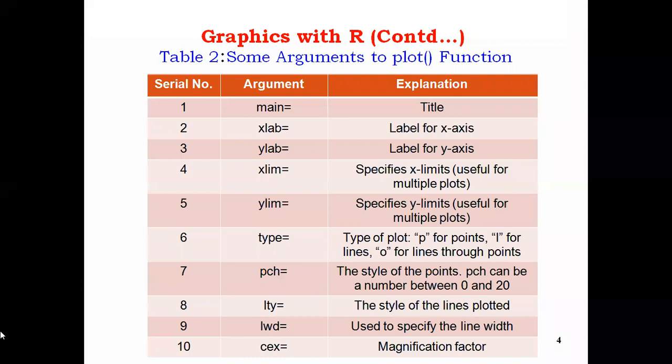Then next, LWD. What is this? LWD is called the line width. This is used to specify the width of the line. Then CEX, this is called the magnification factor. Magnification factor means magnifying something, or the process of being magnified. So this is the argument we are using in our R function.